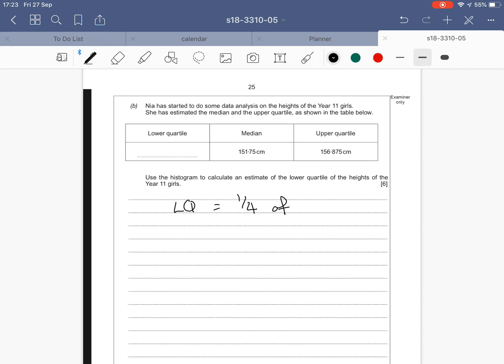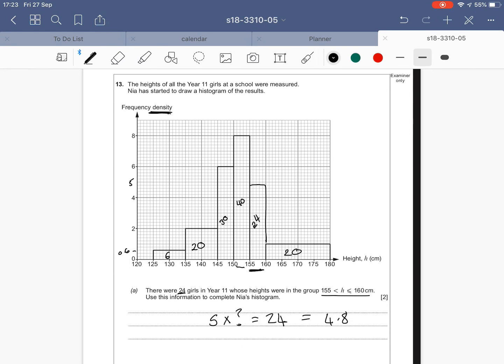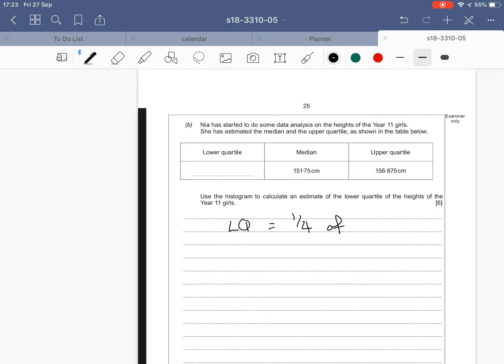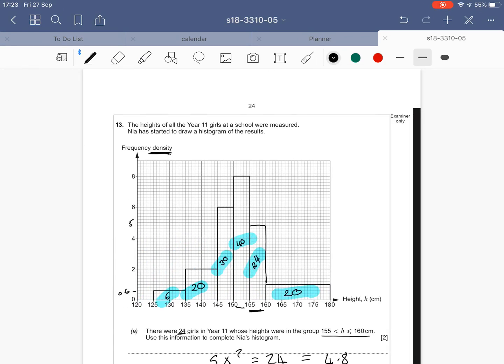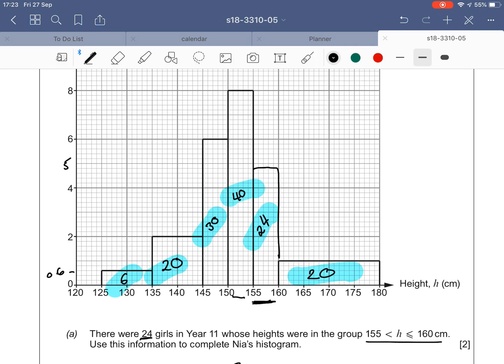And I don't know my total. What is my total? I can just add up all these numbers that I just calculated. So 6, add 20, add 30, add 40, add 24, add 20, and you should get 140. So a quarter of 140, just half it, 70, half it again, 35. So my lower quartile is the 35th person. So now I'm looking for the 35th person.